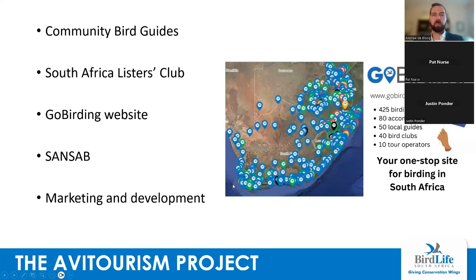SANSAB, which is South African Names for South African Birds, a really feel-good project, making sure that all South Africans have names for birds in their home languages, which currently is not the case, unless you're in English, Afrikaans, or recently Zulu, which we completed the list for last year. And then marketing and development, which is really where our current project falls, making sure that both the supply and demand sides of Avitourism markets are met and encouraged and stimulated. So I have a rather unique catalytic role to play in the national tourism sector.